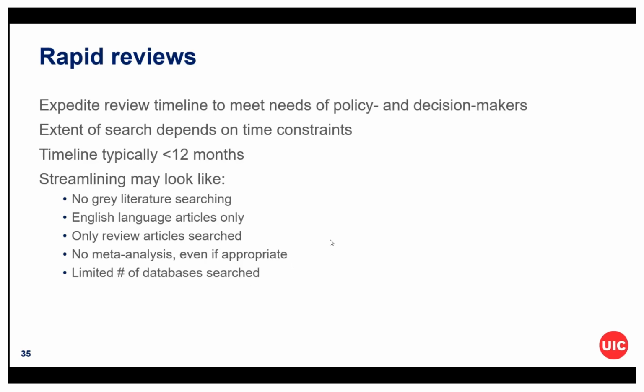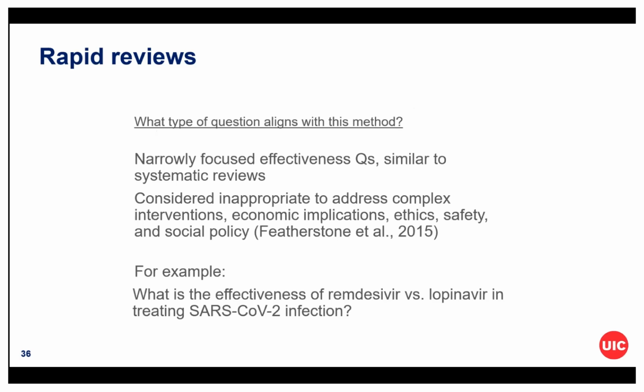And next we have rapid reviews, which are done when components of the systematic review process are simplified or omitted to produce information in a short period of time. So the rapid reviews tend to be more focused. They're like how a systematic review would be. I guess the process is kind of the same. And on the slide, you'll see an example question about comparing two types of medications here.